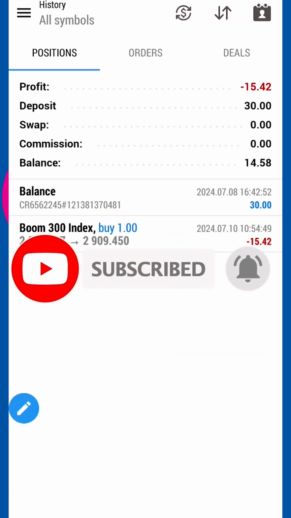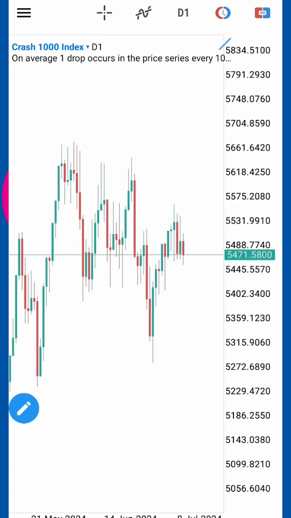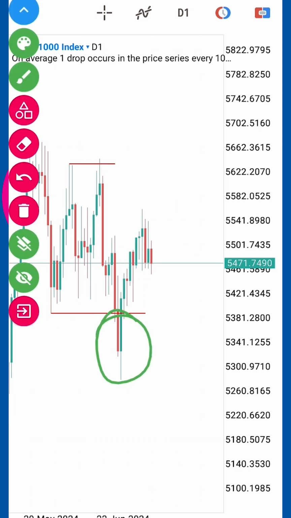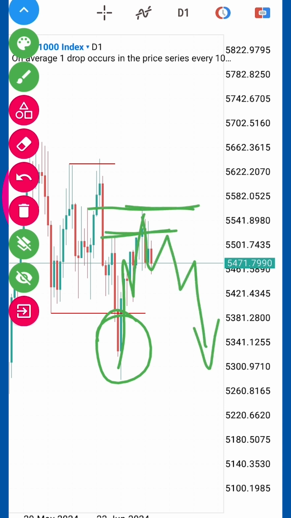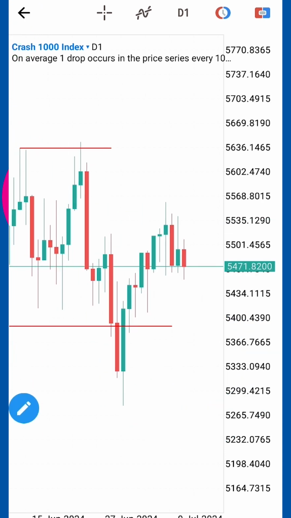Okay, so we kickstart the analysis with Crash 1000 Index, and on the daily chart we see that price did a wipe above that high and then it dropped down to break structure below the low. Now this sets up our market structure, as now it has to return back up within the range and then form structure to drop down.